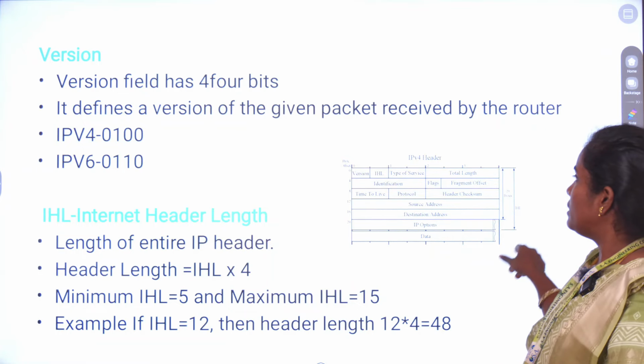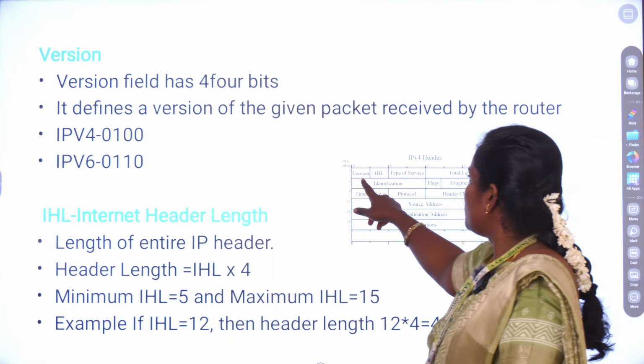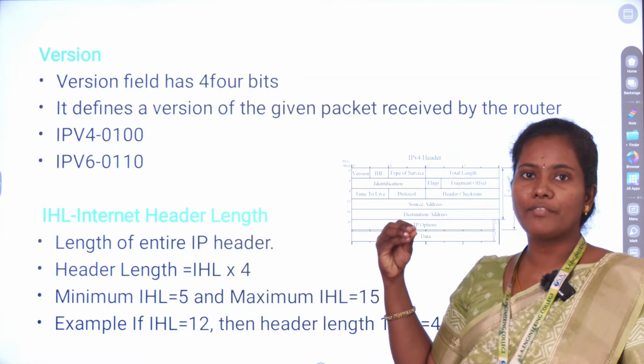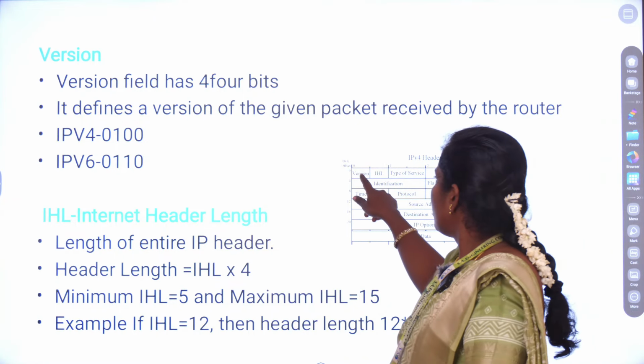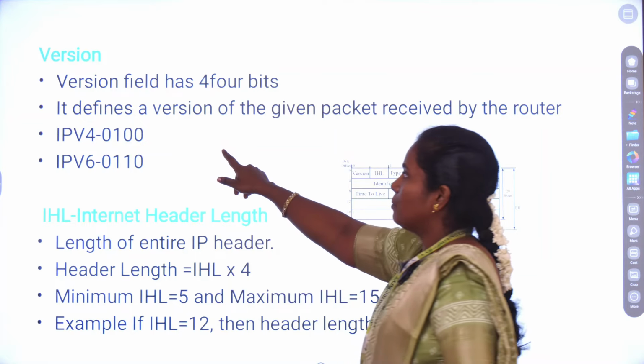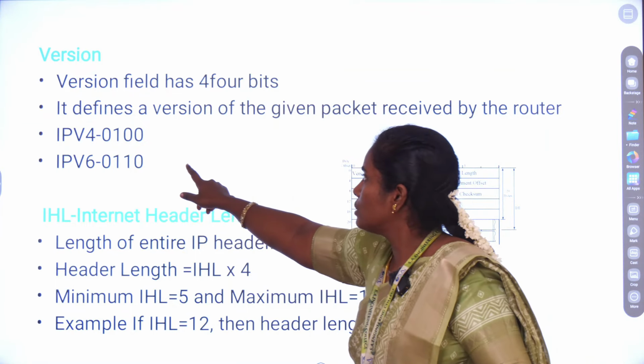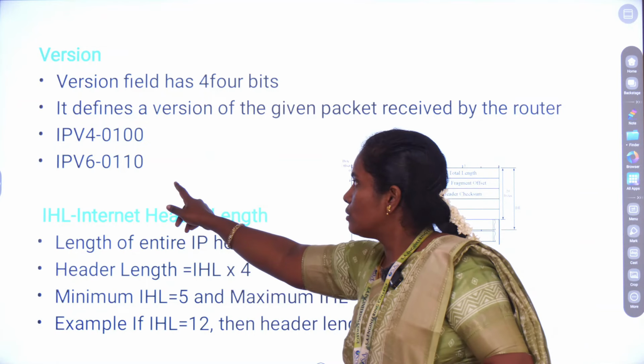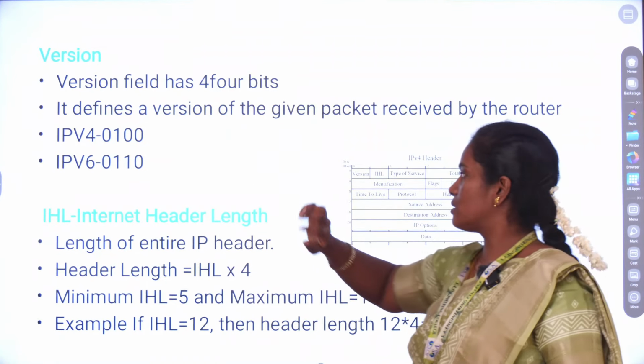Next you will see all the fields in detail. The first field is the version field. Version defines which version the given packet is. For example, if the version is 0100, then the given frame belongs to the fourth version, that is IPv4. If it is 0110, it belongs to version 6.